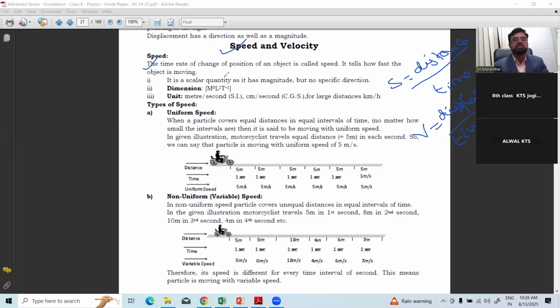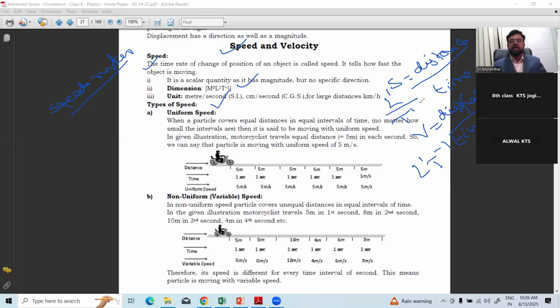The time rate of change of position of an object is called speed. It tells how fast an object is moving. There is a speedometer on a vehicle, which shows how much speed you are going. Now the dimension formula of speed: speed is distance by time, distance is L1, time is T1, so it is M0 L1 T minus 1. The units are meter per second or centimeter per second.